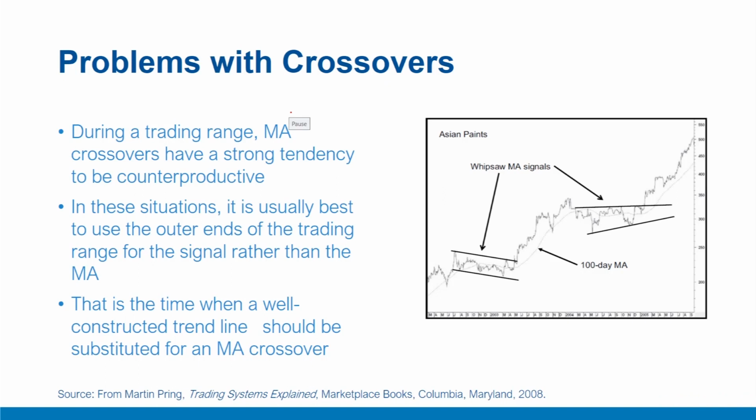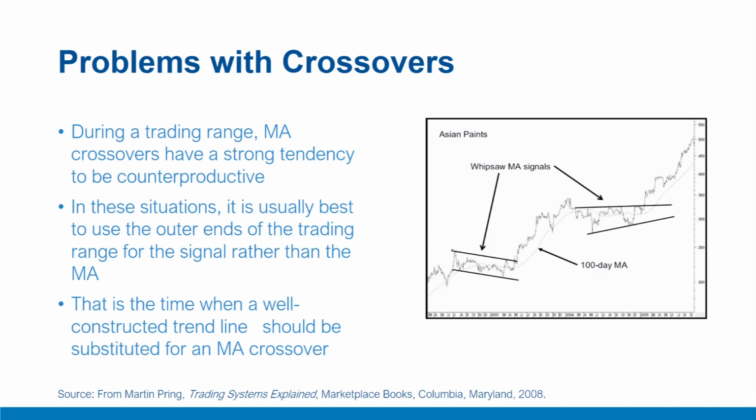In these situations, it is usually best to use the outer ends of the trading range for signal generation rather than the MA itself. Obviously, no one rings a bell to say that the price has entered a trading range, but after a couple of whipsaw signals, it becomes apparent. And that is the time when a well-constructed trend line for the trading range should be substituted for the MA crossover.